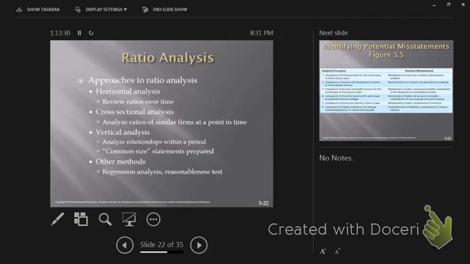So, horizontal analysis reviews ratios over time. And that was one that we just looked at here in that problem. We looked at year 1, year 2, year 3, and what we expected. Well, we could look at the ratios between them during a horizontal analysis. Cross-sectional, so what are other firms doing? That does come into play, more on the financial side than ever on the IT side, but what are other firms' growth rates? All right?